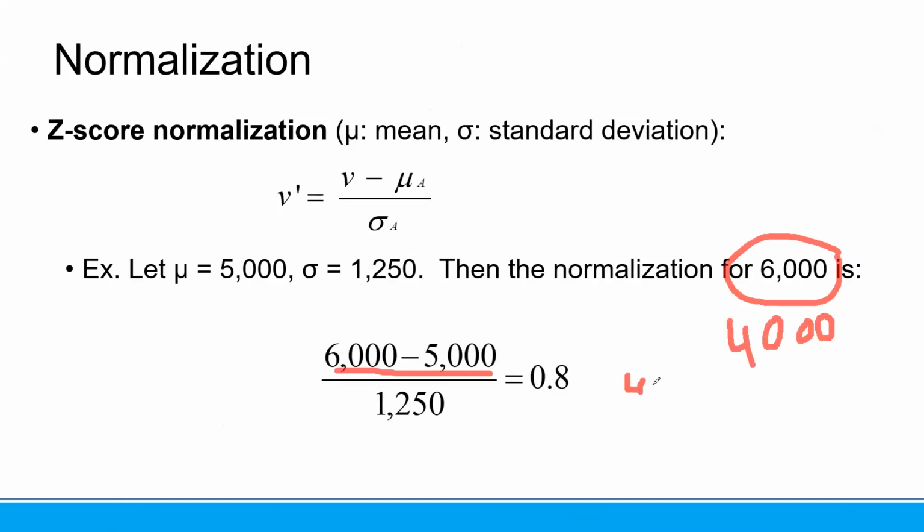Then it will be 4,000 minus 5,000 divided by 1,250. Because 4,000 minus 5,000 is negative, the normalized value will also be negative. Okay.